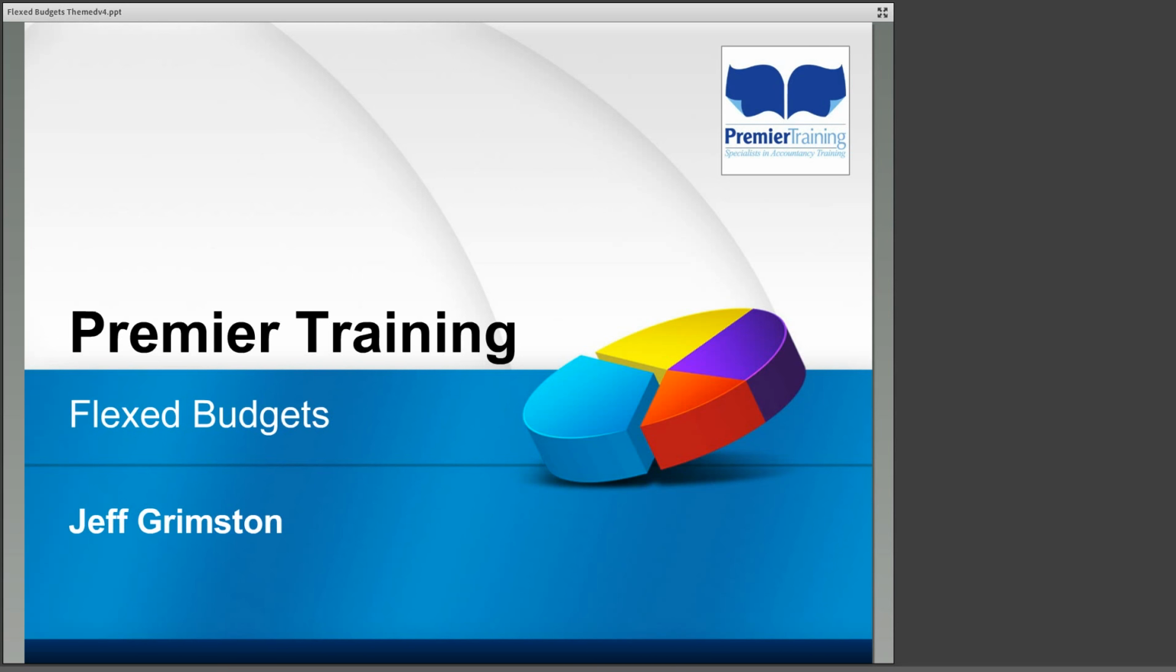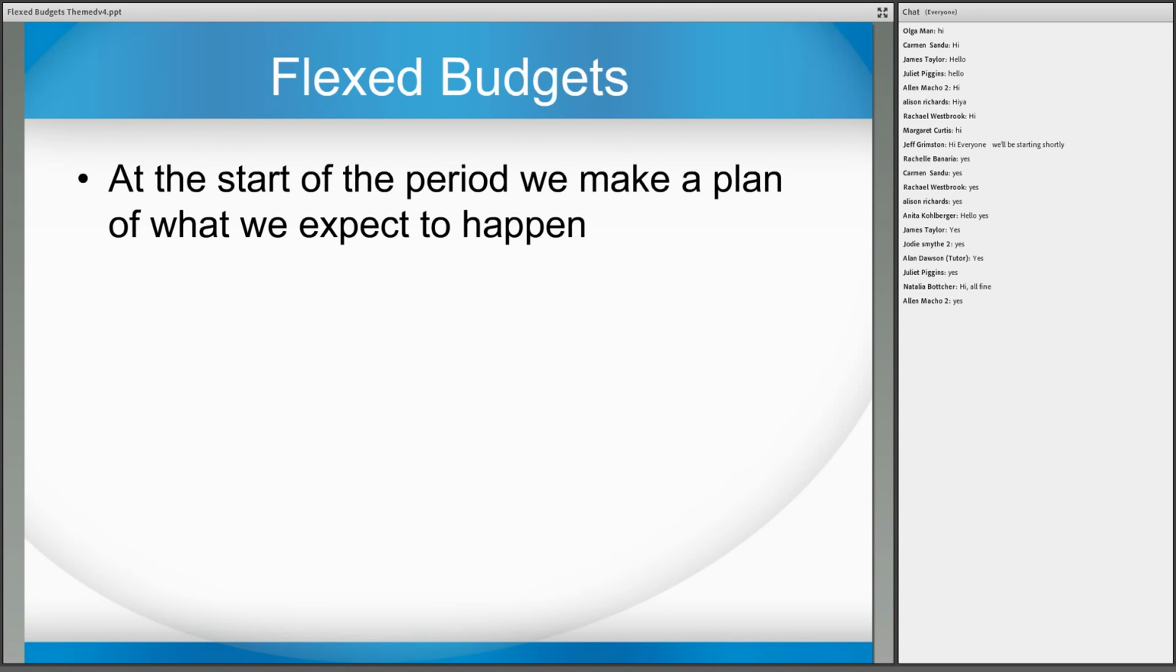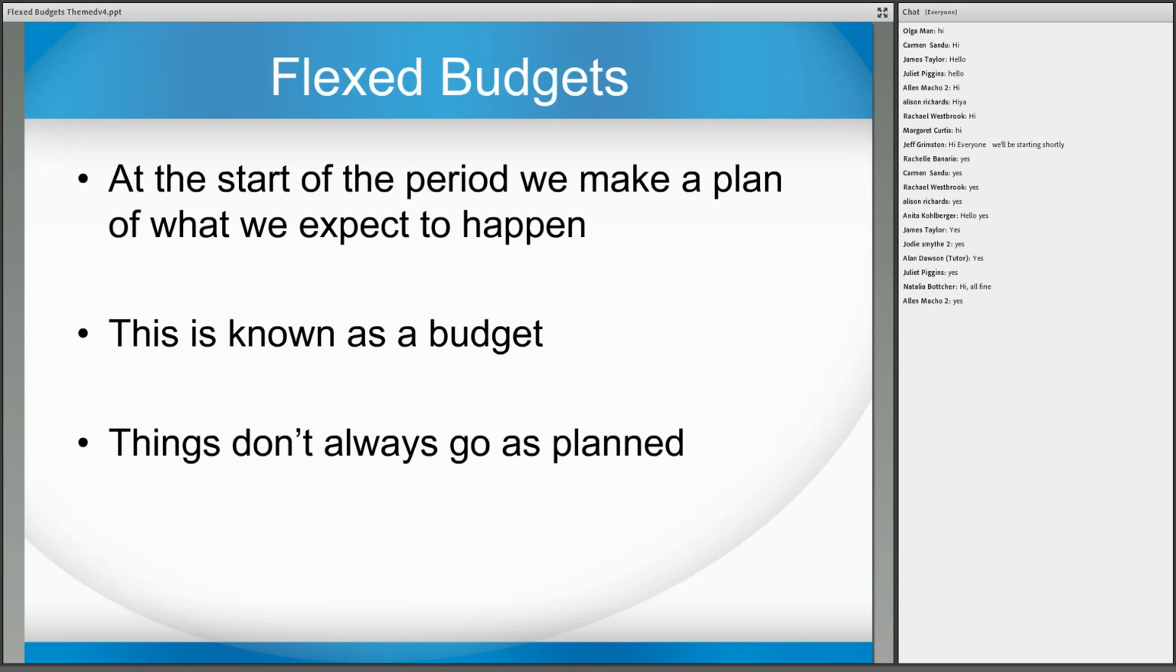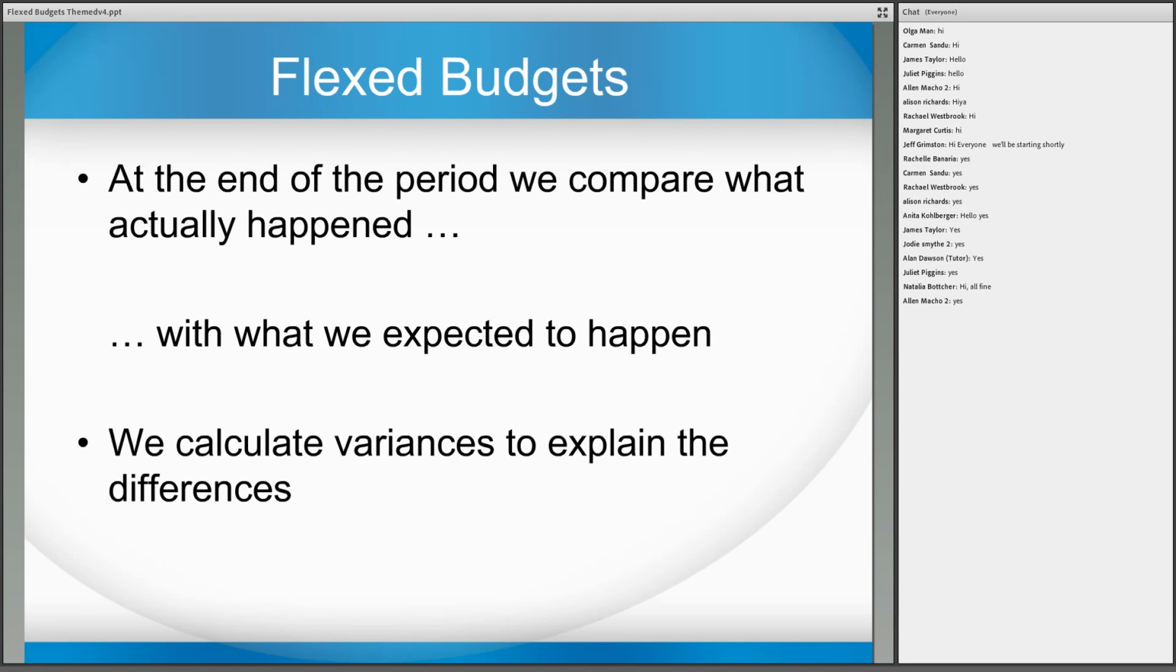And we're going to be talking about flexed budgets. Just first off, let's introduce a couple of basic concepts. At the start of a period, we make a plan of what we think is going to happen. This is what we call a budget. Of course, in the real world, as well as in assessments, things don't always go as planned. At the end of the period, we look at what actually happened and we compare that with what we expected to happen. And we calculate variances to explain the differences.